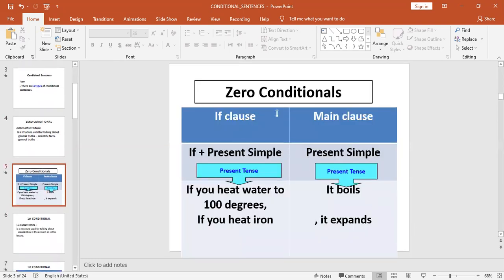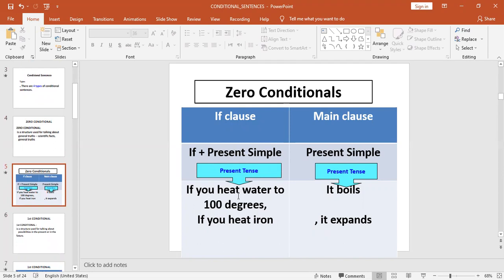Okay, let's see what the zero conditional is. In the if clause, I have the present simple. In the main clause, I have the present simple also. So both parts are in the present, the first part with if and the second part, the main clause.